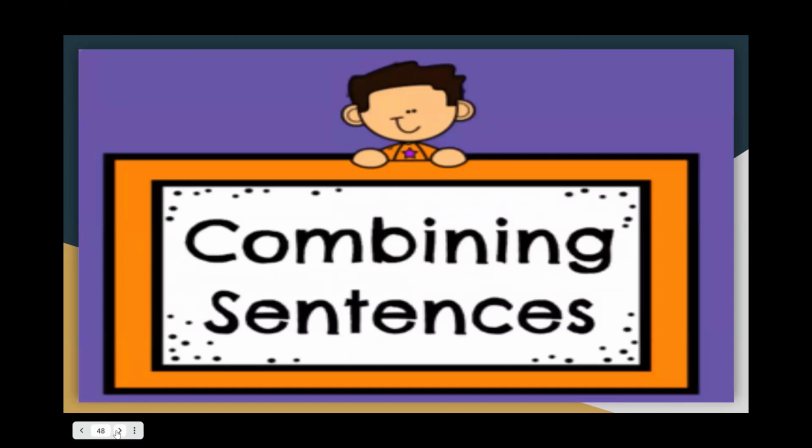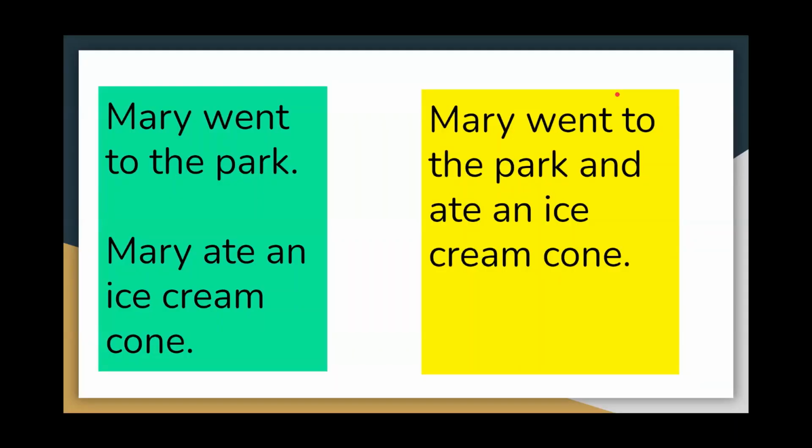Boys and girls, today we will be focusing on how we can improve our writing by combining sentences. All right, boys and girls, here are two examples of sentences. The first example: Mary went to the park. Mary ate an ice cream cone. Second example: Mary went to the park and ate an ice cream cone.